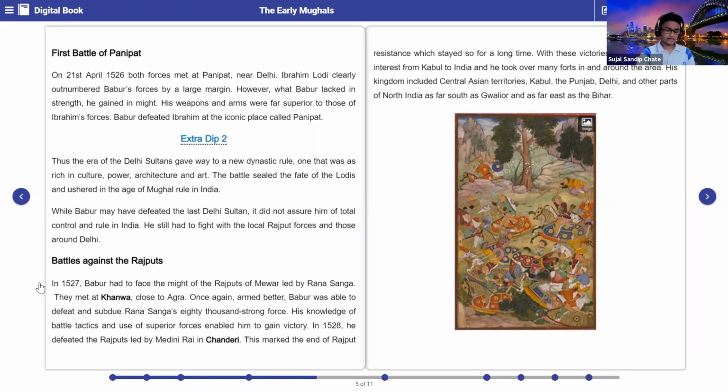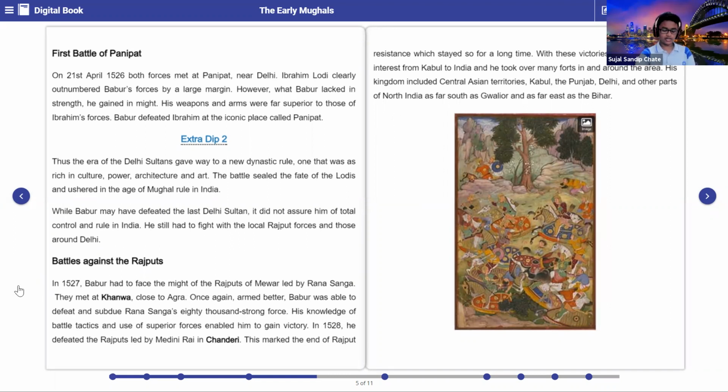Ma'am, while Babur may have defeated the last Delhi Sultan, it did not assure him of total control and rule in India. He still had to fight with the local Rajput forces. Tell me in your own words, Sujal. Don't read. Tell me what you have understood.